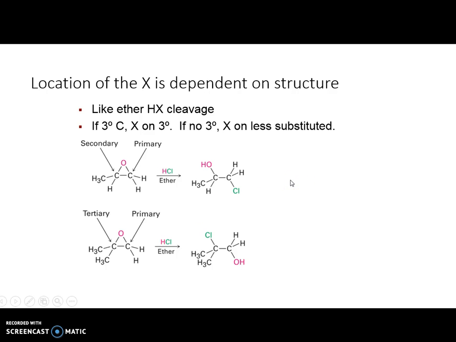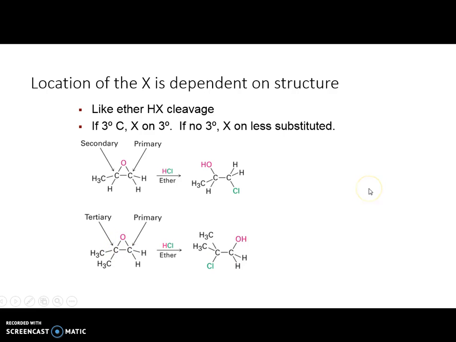This is very similar to what happens with an epoxide. If you have a tertiary alcohol, a tertiary side to your epoxide, what happens when protonation occurs, just like the ethers, is that the location of the halogen is dependent on the structure. And we classify it just the same way we did with the ethers, by looking to see if the carbon is primary, secondary, or tertiary. Well, let's first go with the tertiary.